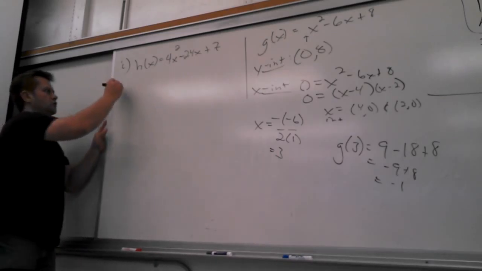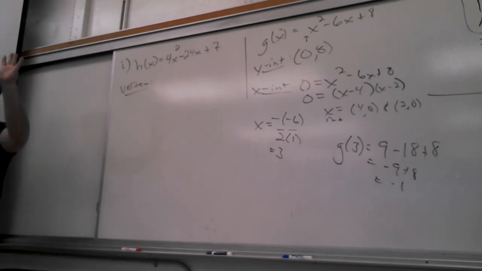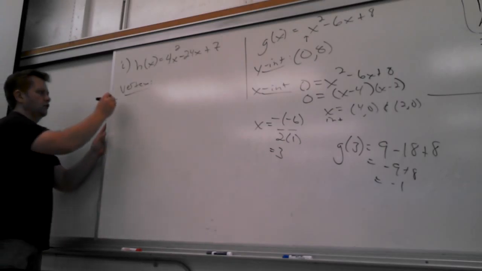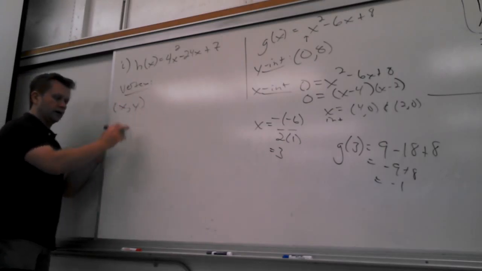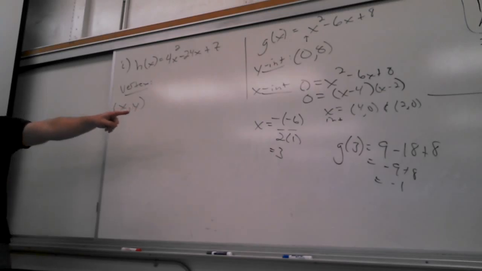So the question says, and this is going to happen to you in the homework, they're going to say, find the vertex, and that's all they ask. They just want you to find the vertex. I know the vertex is in the form (x, y). I know it's a point. So I can find the x piece of it first using that shortcut we just came up with.